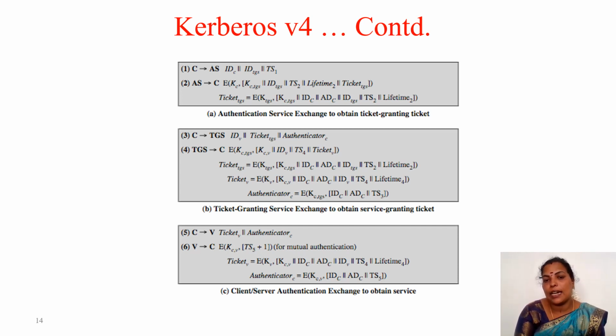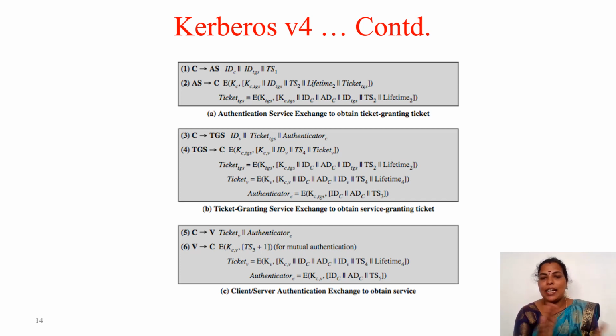Next is the ticket granting service exchange to obtain the service granting ticket. First they have to authenticate themselves to the authentication server. After receiving the ticket from the authentication server, they have to go to the ticket granting server in order to exchange for the service granting ticket. So C sends a message to the ticket granting server. Then the ticket granting server gives the service it is asked for to the user.